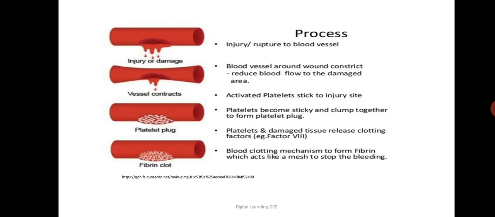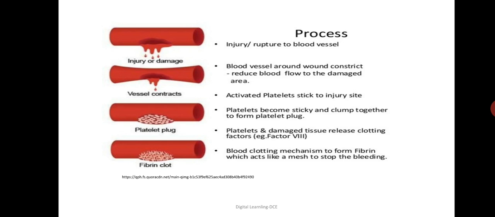In this picture you can see, when a blood vessel is cut or ruptured, the blood oozes out. The blood vessel around the wound gets constricted by the substances which are released by the injured tissues or the membrane which is present immediately beneath the blood vessel. To this injured site, the platelets become activated and they move towards the injured site and try to stick to the injured place. The platelets become sticky and clump together to form a platelet plug.